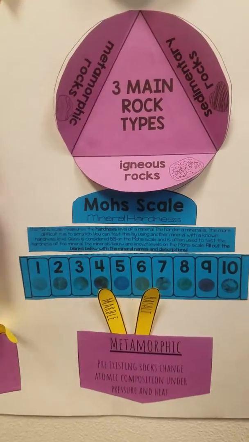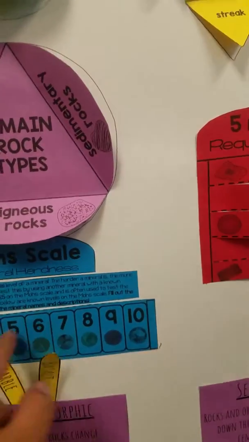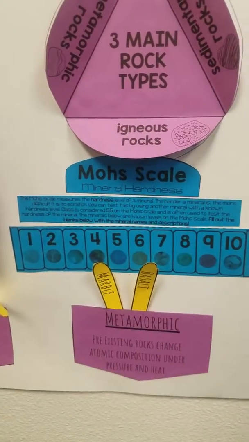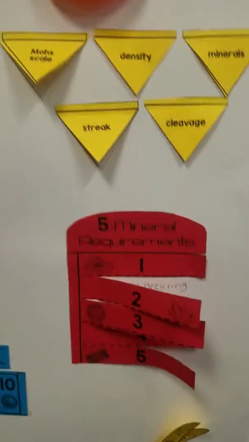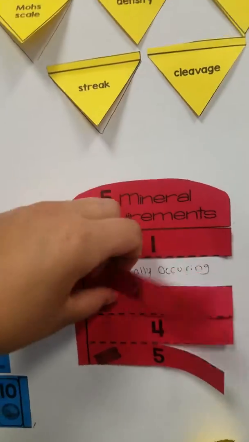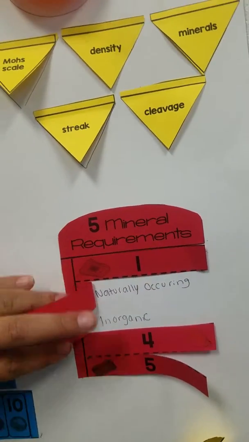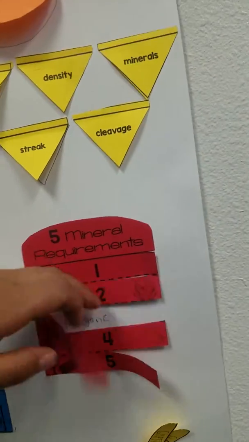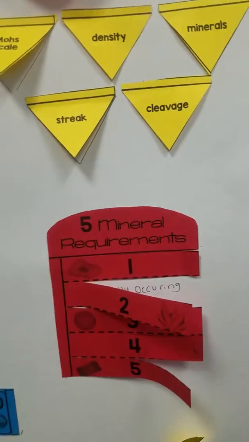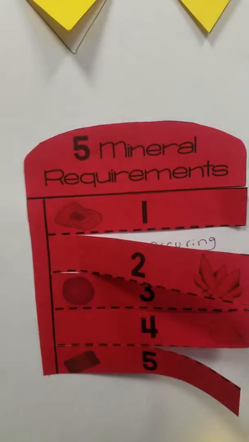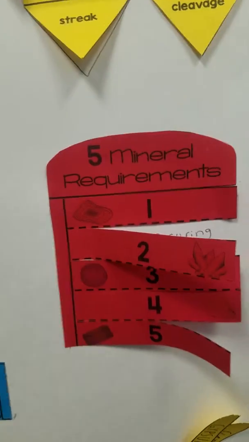So if at all possible, and if I had the materials, they would definitely be responsible for finding out the hardness of their material. And lastly, we have 5 mineral requirements. So these are the requirements for it to be a mineral. So if it's not naturally occurring or it's organic, then it can't be a mineral. So I might throw one of those in my lesson just to see if they notice.